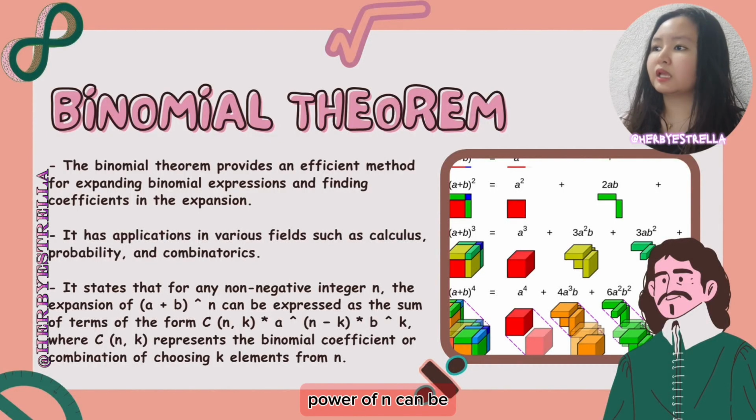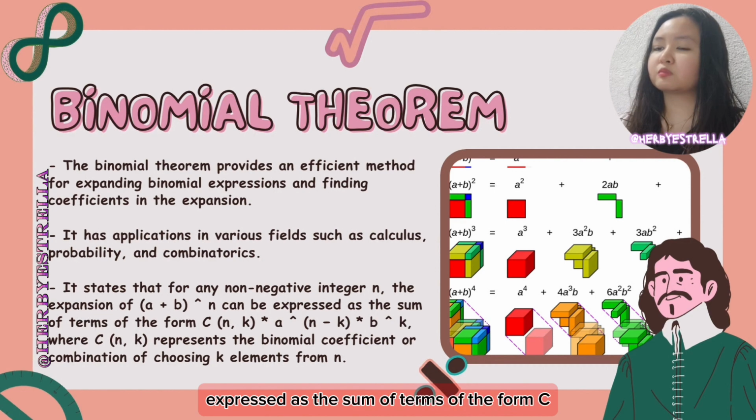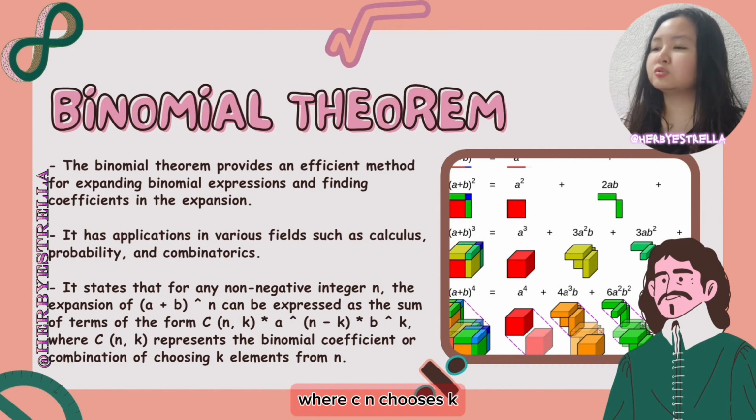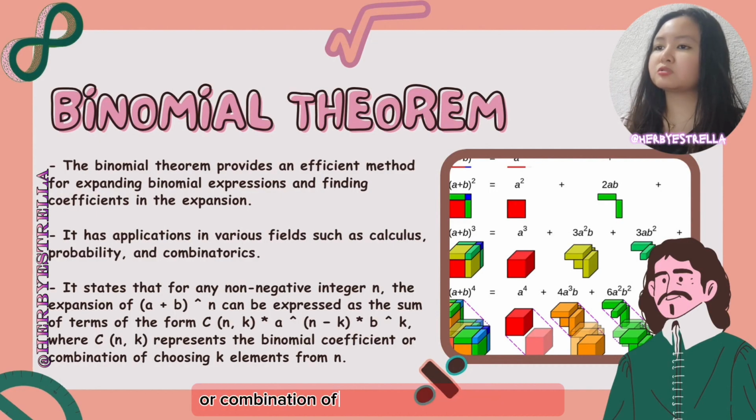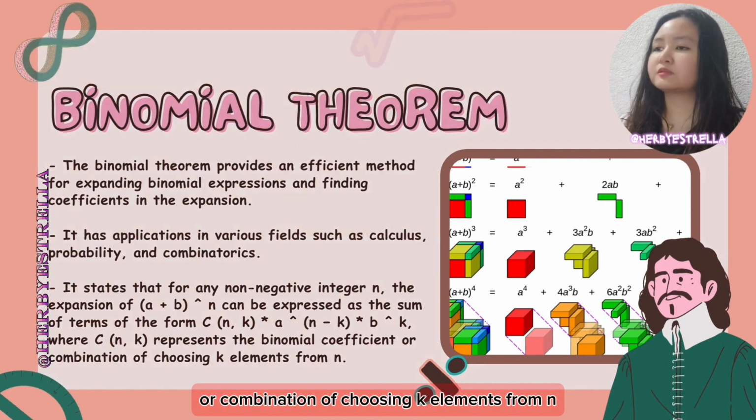can be expressed as the sum of terms of the form C(n, k) times a^(n-k) times b^k, where C(n, k) represents the binomial coefficient or combination of choosing k elements from n.